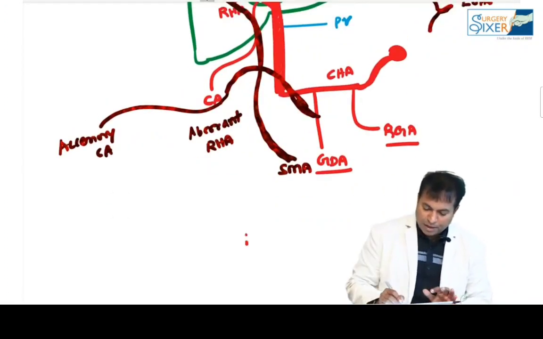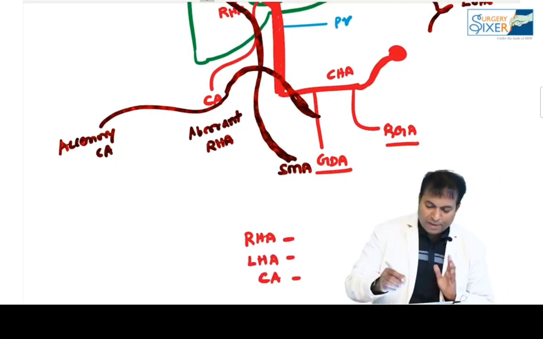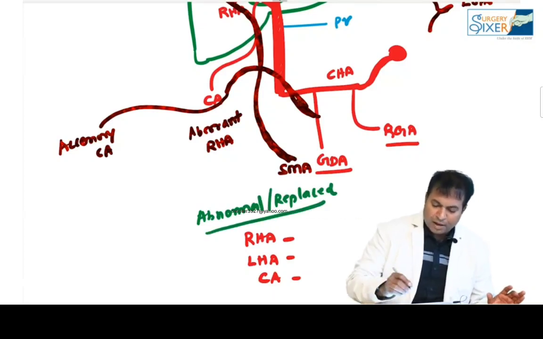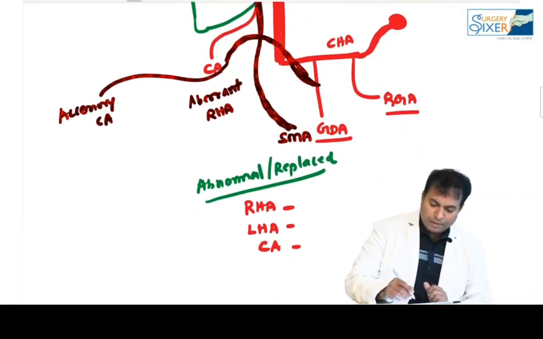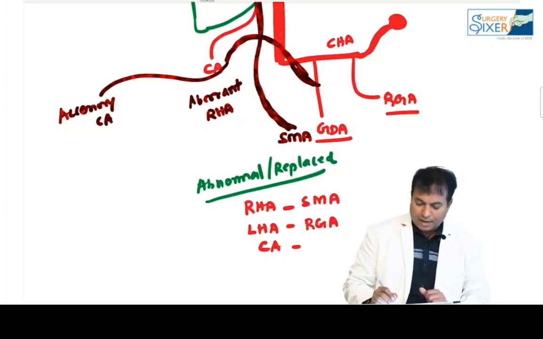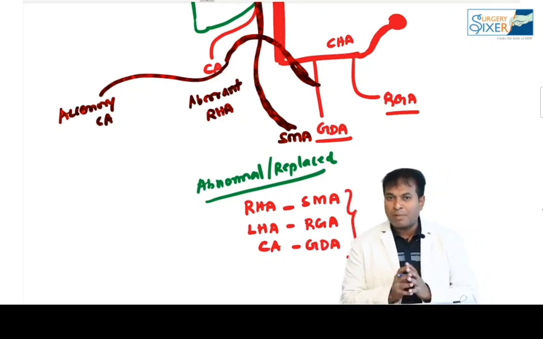Please don't forget, abnormal right hepatic artery comes from where? Abnormal left hepatic artery comes from where? Abnormal cystic artery comes from where? Please don't forget this. Abnormal or replaced right hepatic artery comes from the superior mesenteric artery. Left hepatic artery comes from the left gastric artery, and cystic artery comes from the gastroduodenal artery. Please don't forget these abnormal origins. This is an old AIIMS question: abnormal or replaced origin of the vessels.